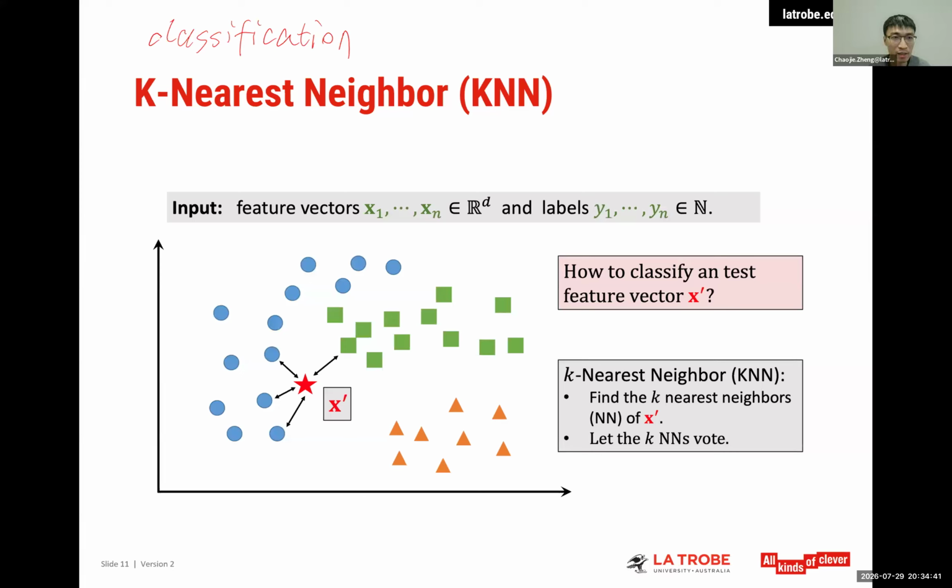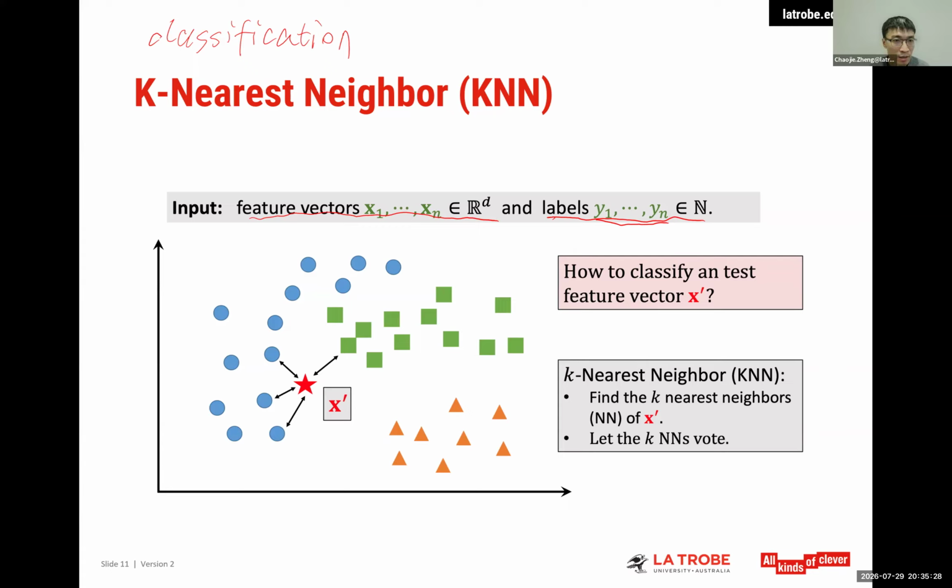You can see from the input, we've got feature vectors x1 to xn. That means we have n data points, and each data sample comes with d dimensions, meaning each sample has d features. We also provide labels for each sample, so that is supervised learning. And the labels are not continuous values; they represent the group index. So it is a classification task.